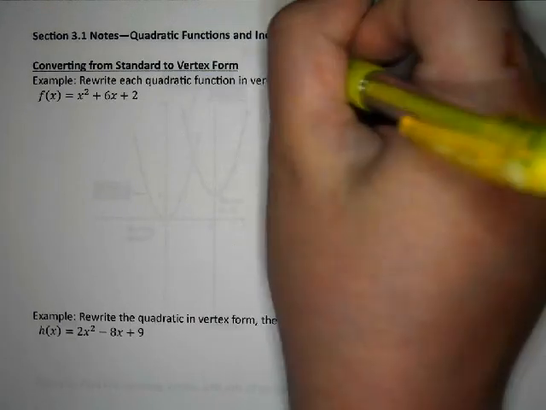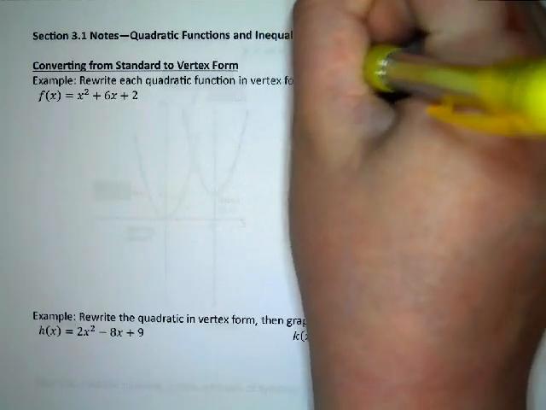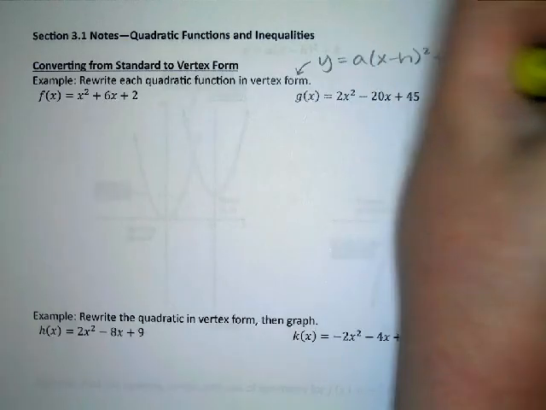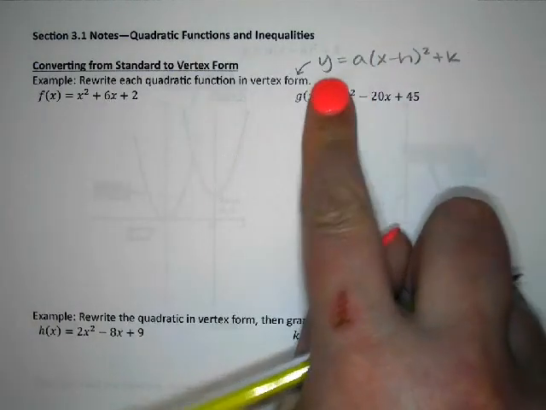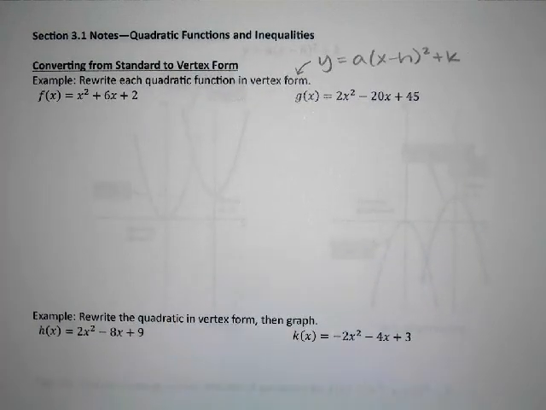In your book, it tells you specifically to convert it into the form that looks like y equals a times (x minus h) squared plus k. They refer to it as this form, but the name of that form is vertex form, which is why that's how I wrote the instructions.